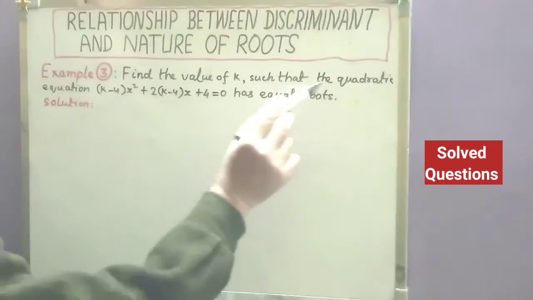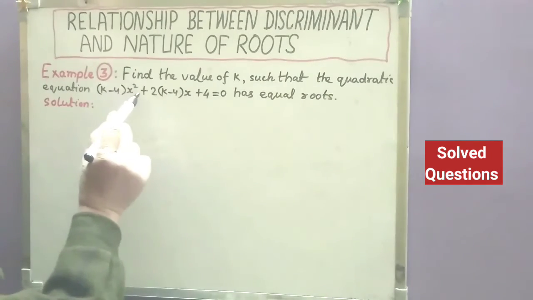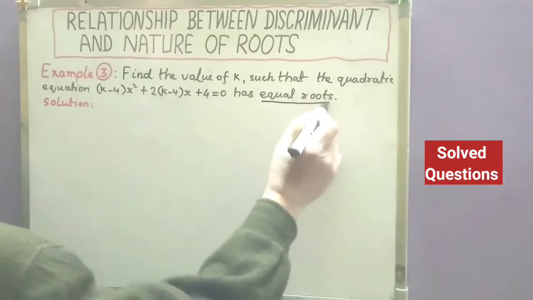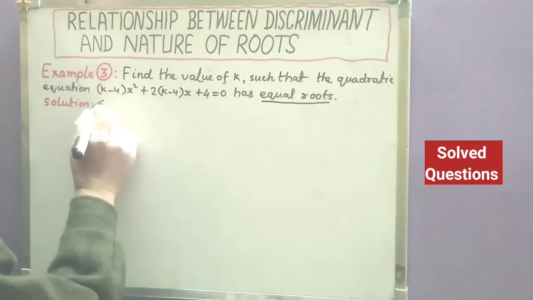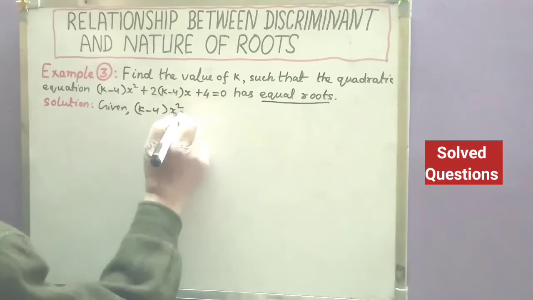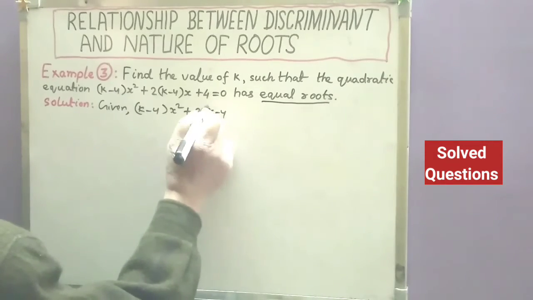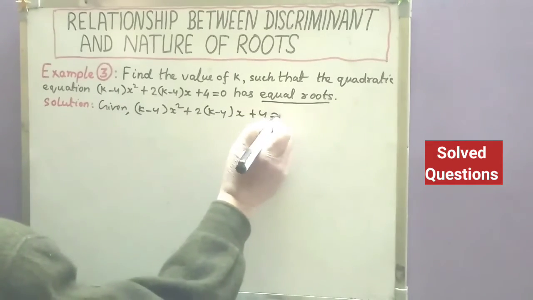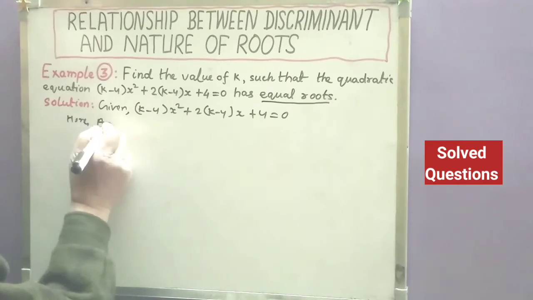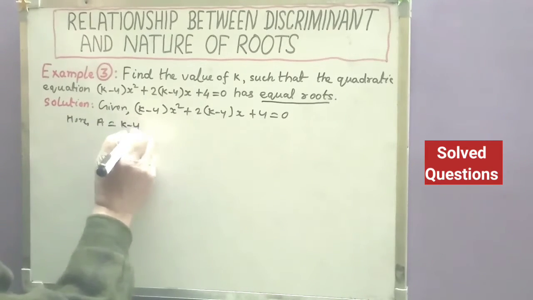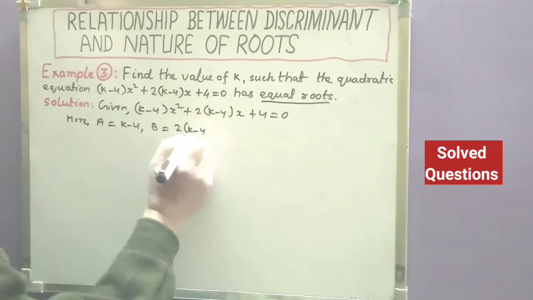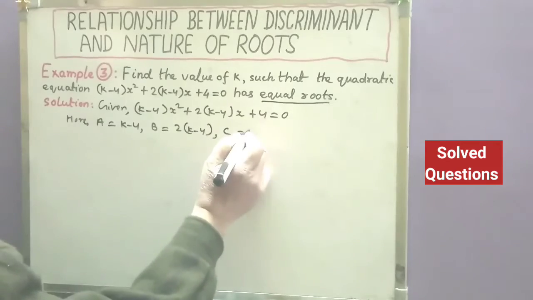Example 3. Find the value of k such that the quadratic equation (k − 4)x² + 2(k − 4)x + 4 = 0 has equal roots. Let's solve this question. Given (k − 4)x² + 2(k − 4)x + 4 = 0. Comparing it with the standard form of the equation, we get a = k − 4, b = 2(k − 4) and c = 4.